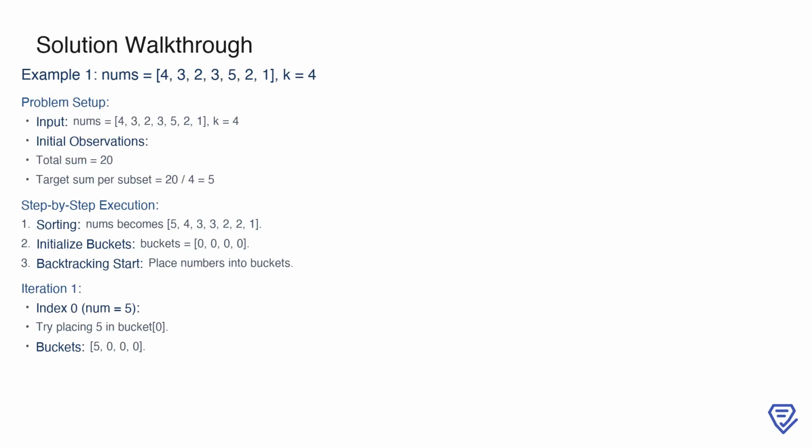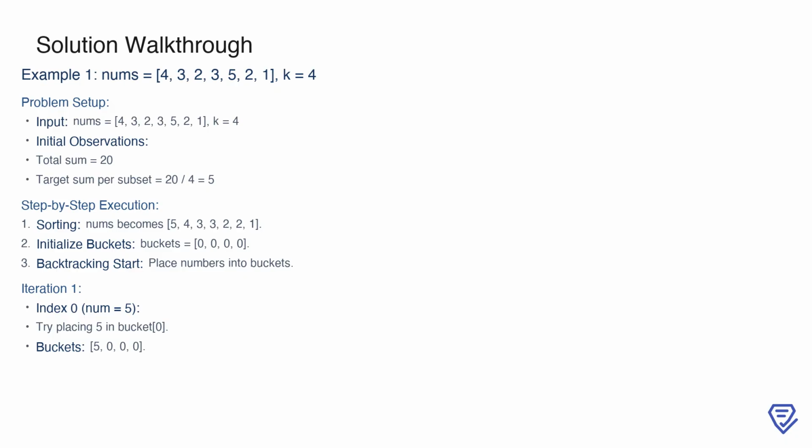In this example, we aim to partition the array nums, which is 4, 3, 2, 3, 5, 2, 1, into 4 subsets such that each subset has an equal sum. First, we calculate the total sum of the array, which is 20. Since we have 4 subsets, the target sum for each subset is 20 divided by 4, which equals 5. To simplify our process, we start by sorting the array in descending order, resulting in 5, 4, 3, 3, 2, 2, 1. We then initialize an array of buckets to keep track of the sums of our subsets, starting with 0, 0, 0, 0.